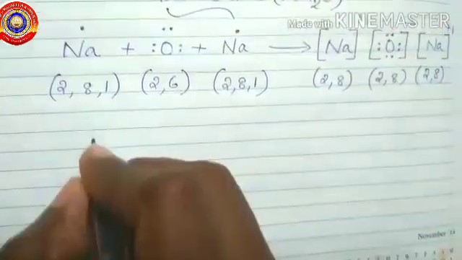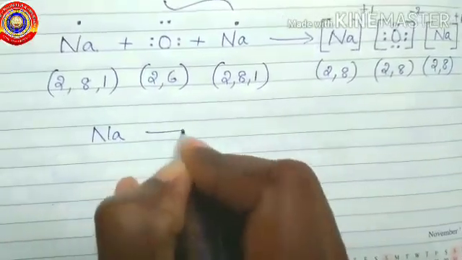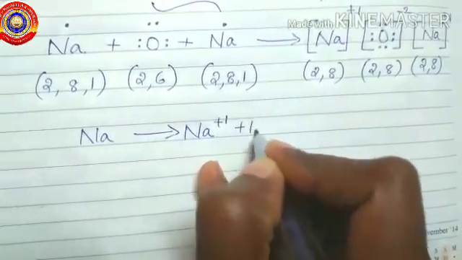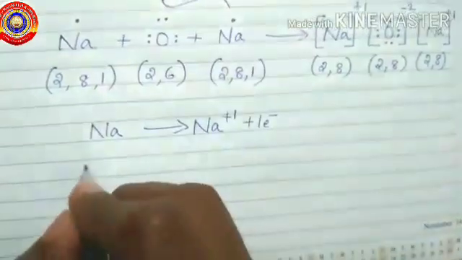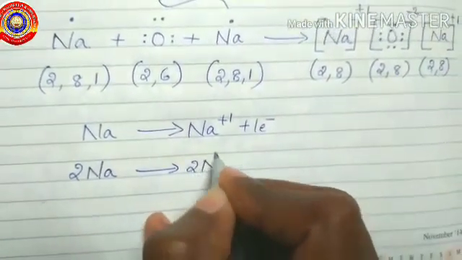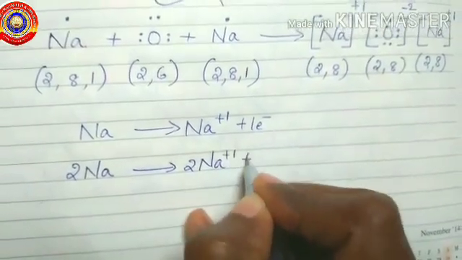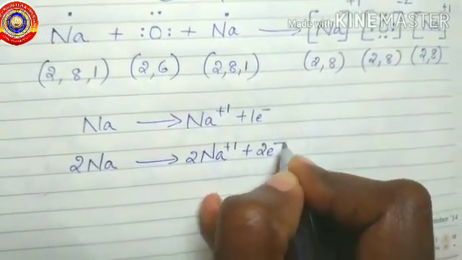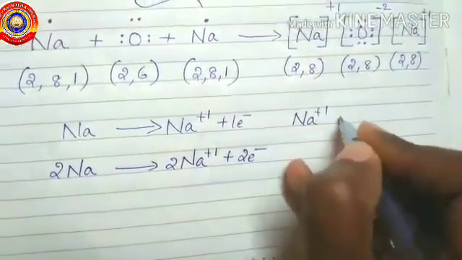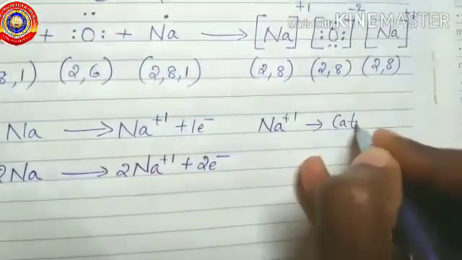Now you have to write the equation for this electron dot diagram. How will you write? Sodium gives Na+ plus 1 electron. In this equation there are 2 sodium atoms, so we have to represent the equation for 2 sodium atoms. Hence 2Na gives 2Na+ plus 2 electrons. Cation present in this equation is sodium ion, Na+.